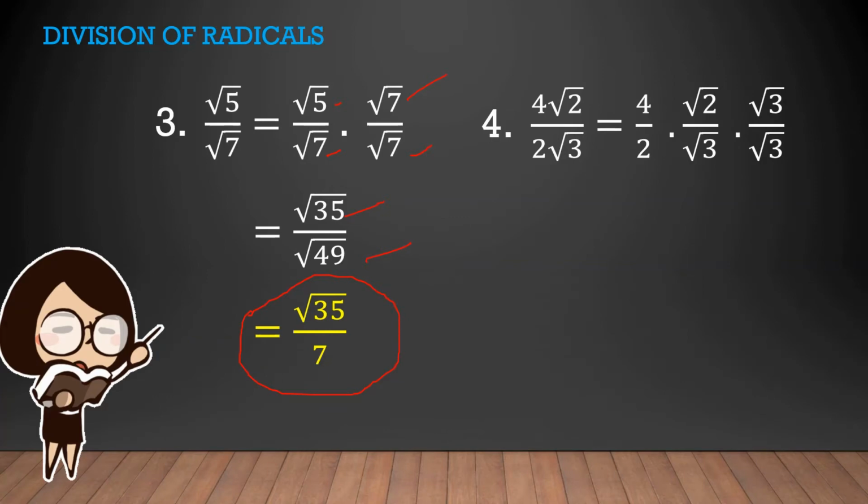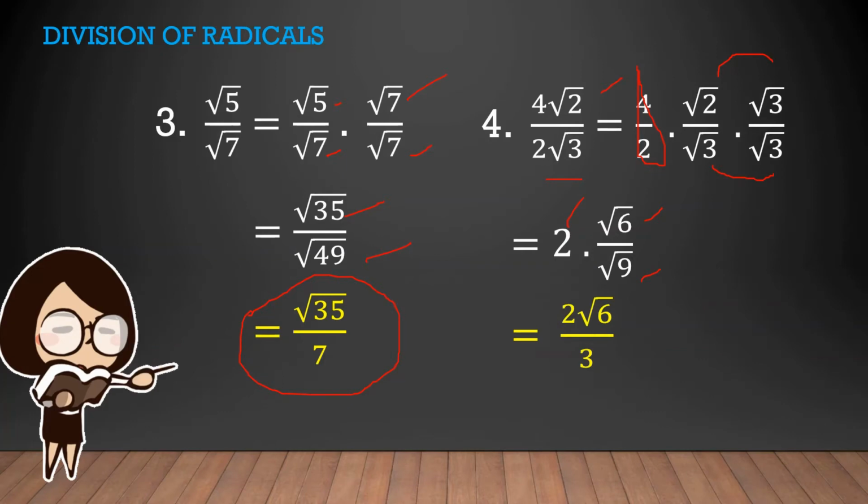Number 4. So we have 4 square root of 2 over 2 square root of 3. So we need to separate this. So 4 over 2, then square root of 2 over square root of 3. Multiplying by square root of 3 both. So we need to rationalize the denominator. So 4 over 2 is 2. Then square root of 2 times square root of 3 is square root of 6. Then square root of 3 times square root of 3 is square root of 9. So what will be the answer? So 2 times square root of 6 is 2 square root of 6, then square root of 9 is 3. So 2 square root of 6 over 3 is the final answer.